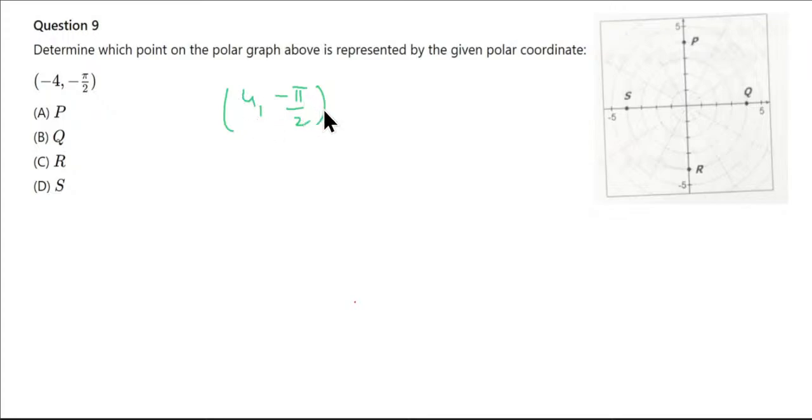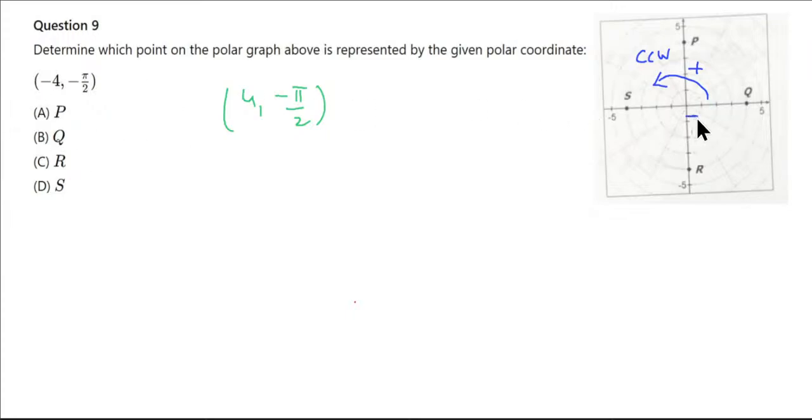Now, whenever the angle is negative, please always remember that we are going clockwise. Counterclockwise is when the angle is positive, and clockwise when the angle is negative. Here the angle is negative, so I have to go clockwise, and that too by 90 degrees or pi over 2. So obviously the 90-degree ends over here.